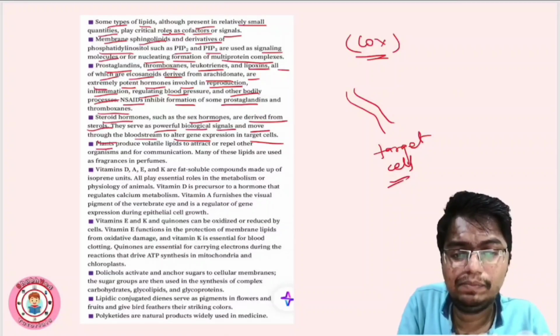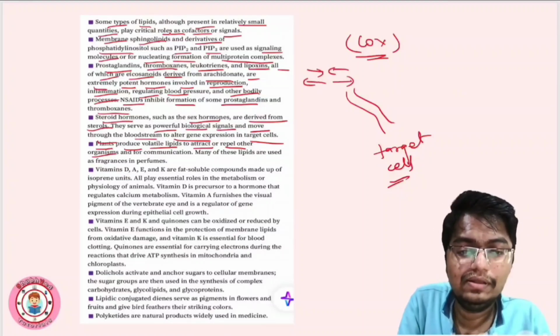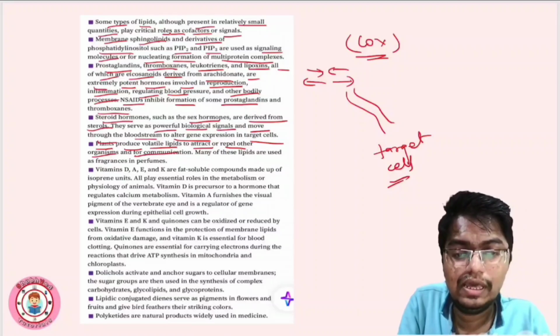So plants produce volatile lipids to attract or repel other organisms, as well as for communication purposes. Many of these lipids are used as fragrances in perfume.